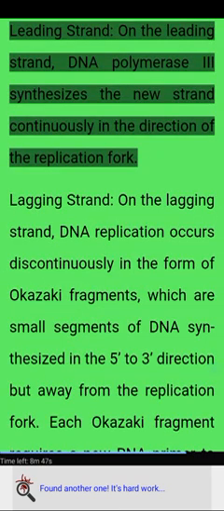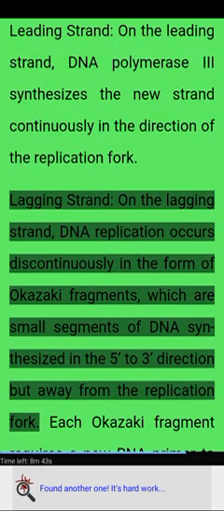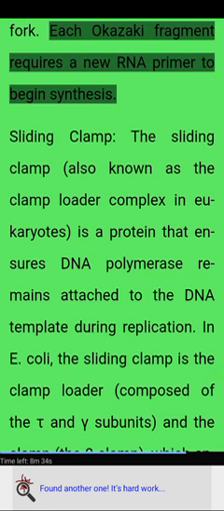Leading strand. On the leading strand, DNA polymerase III synthesizes a new strand continuously in the direction of the replication fork. Lagging strand. On the lagging strand, DNA replication occurs discontinuously in the form of Okazaki fragments, which are small segments of DNA synthesized in the 5' to 3' direction but away from the replication fork. Each Okazaki fragment requires a new RNA primer to begin synthesis.